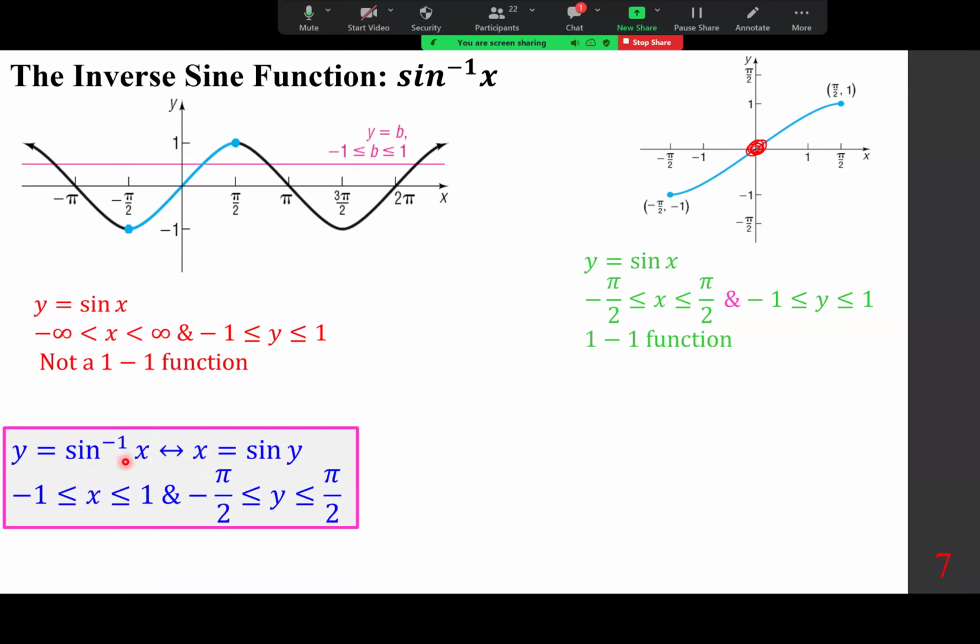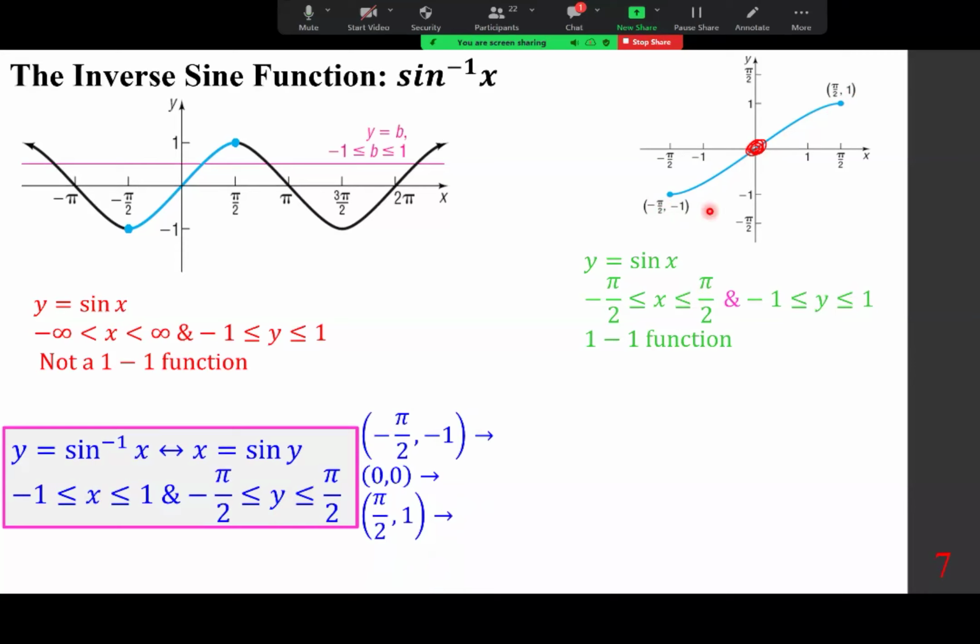By the way, y equals sine inverse of x, that means x equals sine y. X is between negative 1 and 1, and y is between negative pi over 2 and pi over 2. In other words, domain becomes range, range becomes domain. Now, write three pairs: negative pi over 2, negative 1; 0, 0; and pi over 2, 1. So now, interchange x and y.